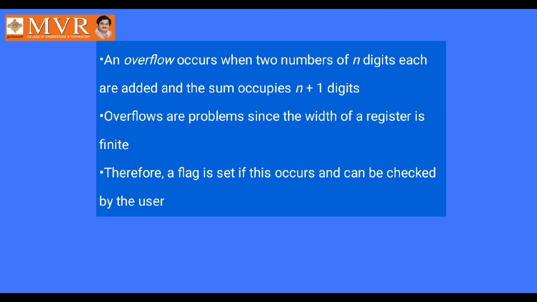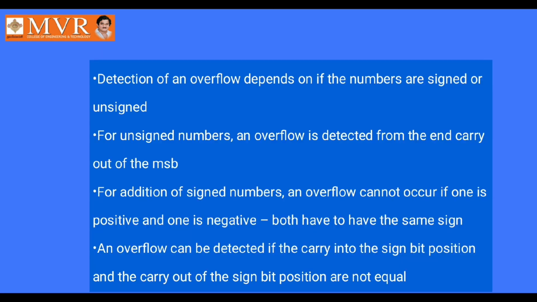If an overflow occurs because of the restricted length of the registers, how will this problem be overcome with the help of a flag register? This is the way you solve the problem of overflowing the final result. This detection of the overflow depends on the number of signed or unsigned values. Yes or no? Signed or unsigned values.